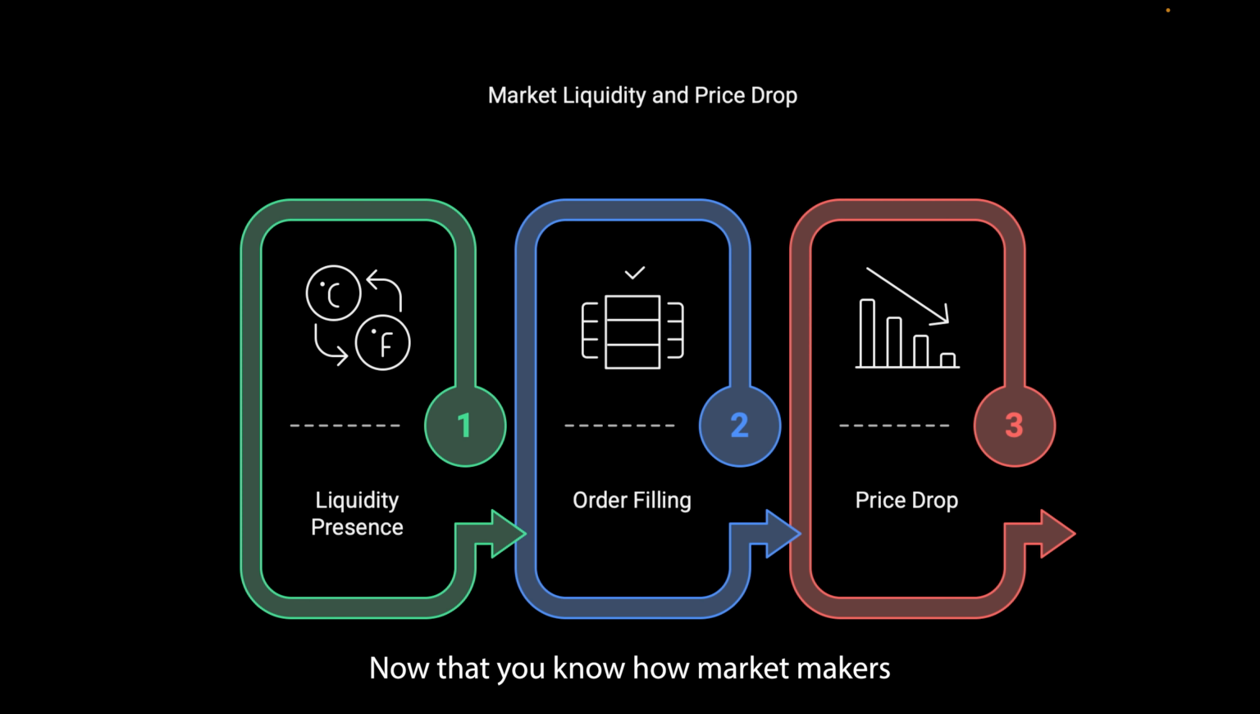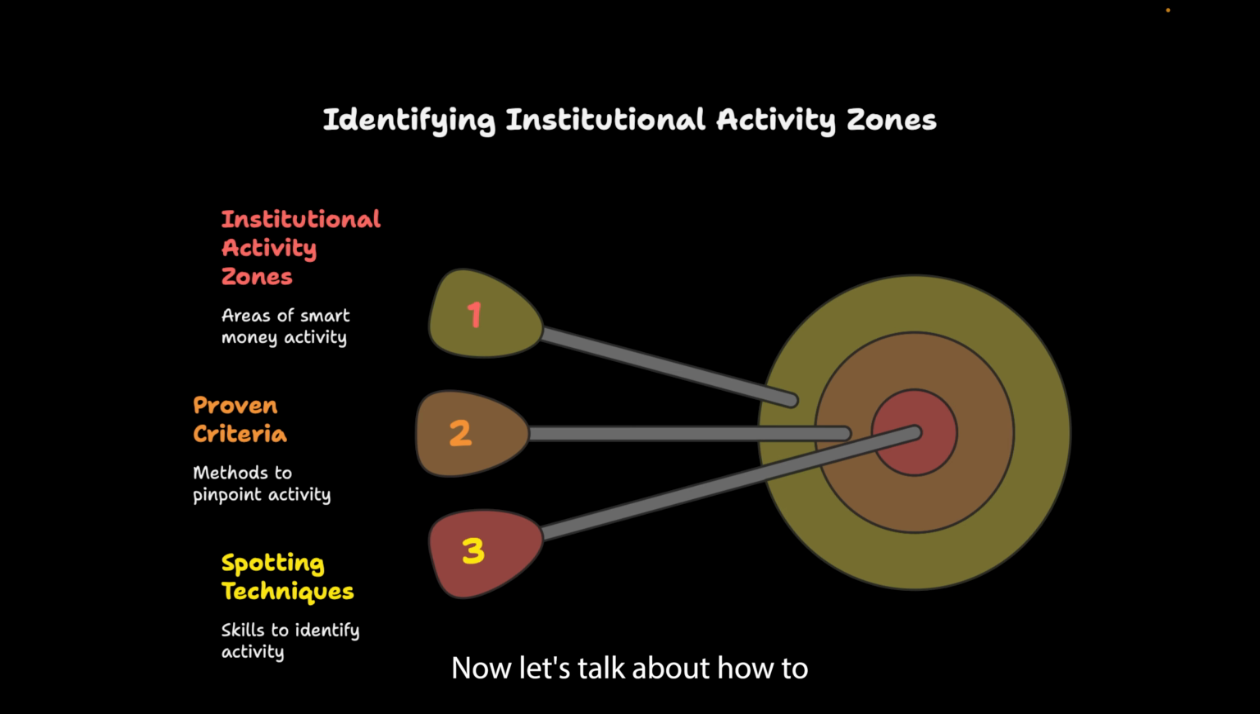Now that you know how market makers trap retail traders using liquidity sweeps, let's talk about how to actually spot where institutions are operating. I have developed a proven set of criteria to pinpoint the exact zones where smart money is active. So let's break it down step by step.